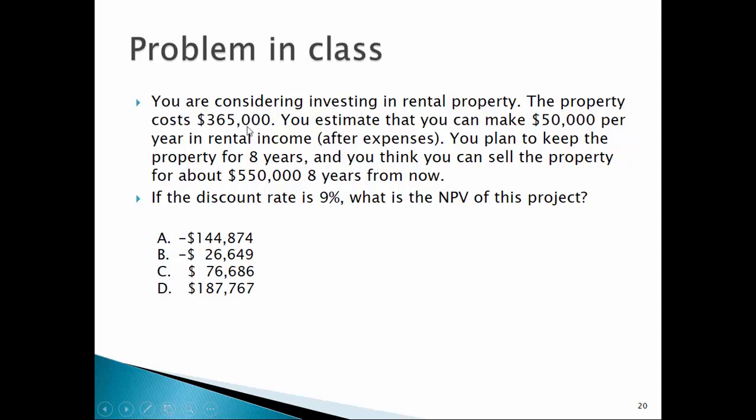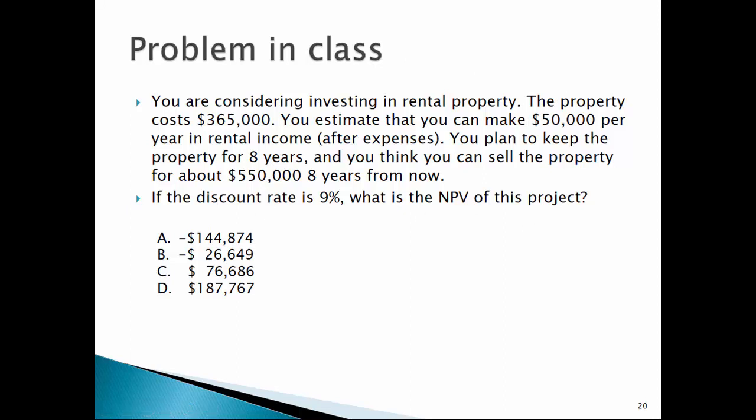Your best guess is, based on whatever estimates you use, you've seen how much prices go up in that market over the years and that kind of thing. But for whatever reason, you make an estimate that you can sell it for $550,000 8 years from now. And so this is your best guess of the cash flows you'll get from this project. If the discount rate's 9%, what's the net present value in this project?